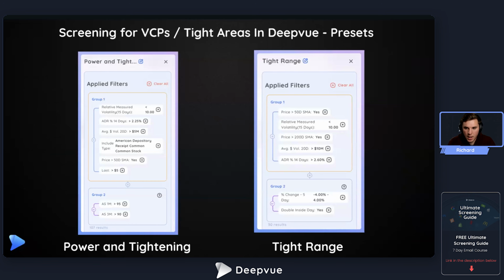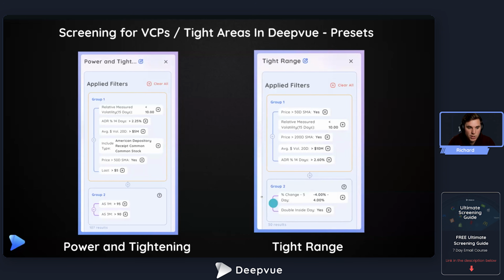All right, so screening with, we'll get to that in just a second. Stephen, I see your thought there. But first, screening for VCPs, tight areas in Deepvue. Typically, you're not really able to do this because it's kind of a complex pattern that is tough to define. But with Deepvue and RMV, you are actually able to filter out a lot of the noise and get a lot of great tight areas right to your screen in just a few simple presets and filters.